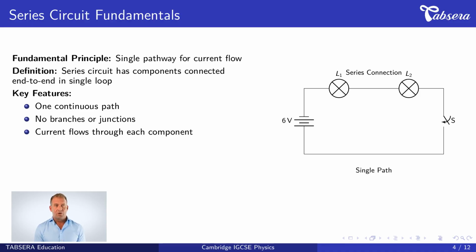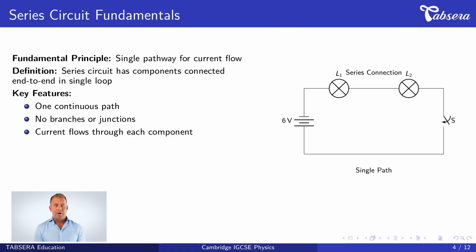Let's explore our first core concept, series circuit fundamentals. The fundamental principle states that a series circuit provides a single pathway for current flow. This means electric current has only one route through the circuit. The definition is, a series circuit has components connected end-to-end in a single loop with no alternative paths. Key features include, first, one continuous path connecting all components sequentially. Second, no branches or junctions that would split the current. Third, current flows through each component in turn.